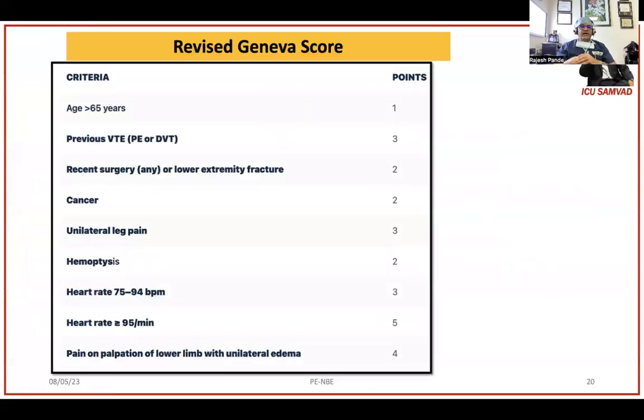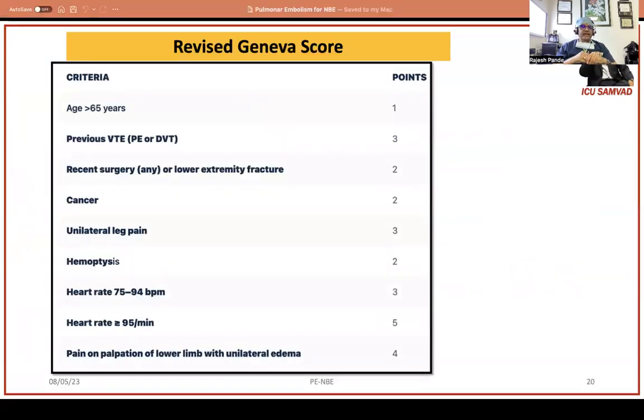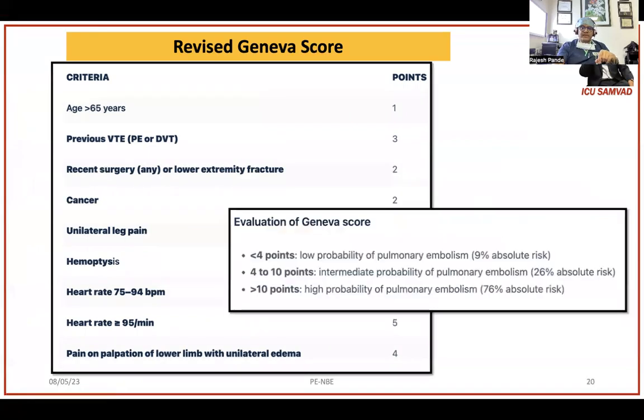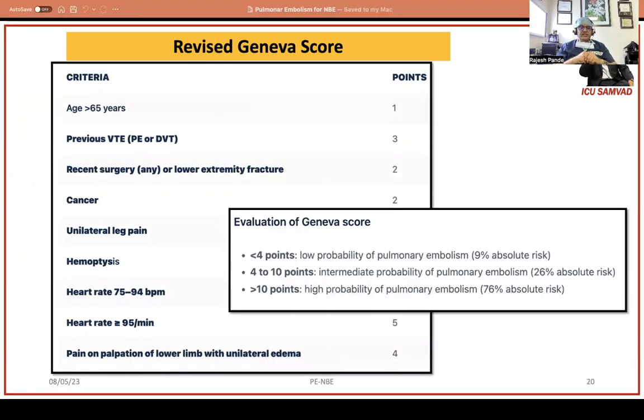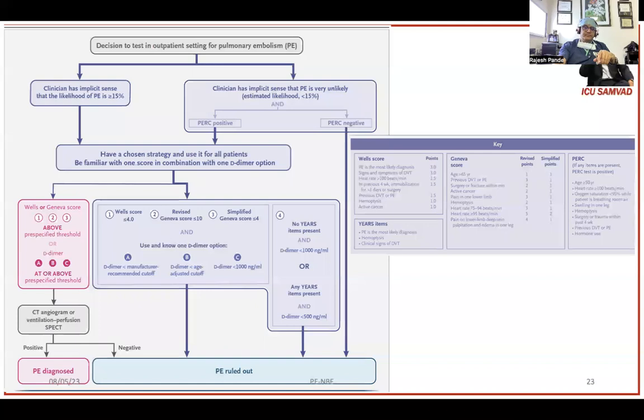The other score is the revised Geneva score, which looks at age, then a lot of similar factors, but it looks at unilateral leg pain, and it also looks, in addition, at pain on palpation of the lower limb with unilateral edema. And the points are given. And the evaluation is, if the score is less than 4, then the probability is low. Absolute risk is 9% only. If it is more than 10, then there is high probability of pulmonary embolism, 76% absolute risk.